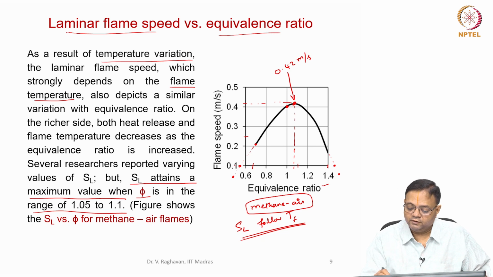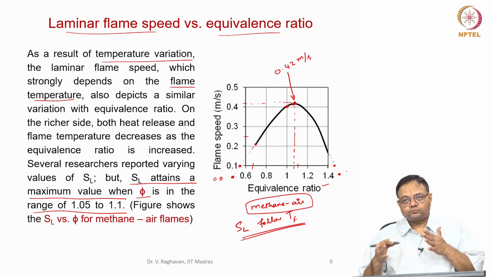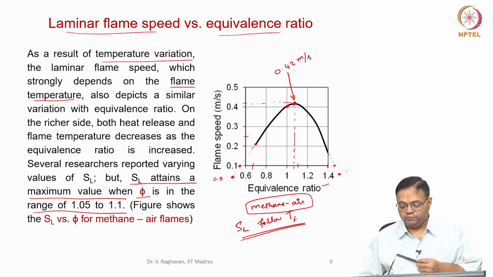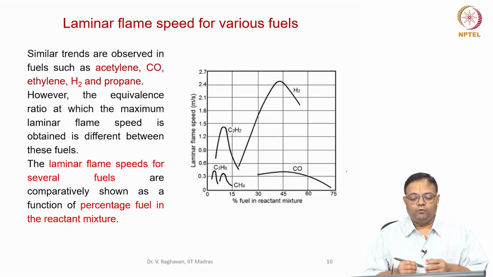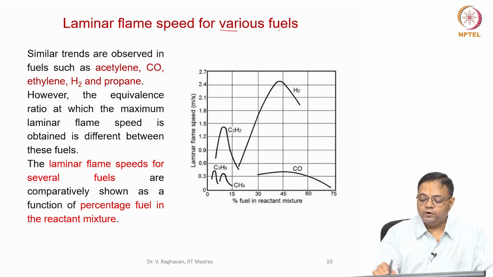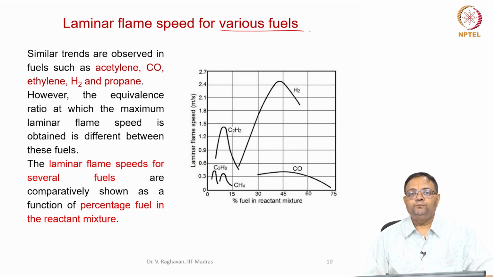So, you understand that when the equivalence ratio is reduced further and further, the flame may not be able to propagate. So, this may be 0 flame velocity. So, that is the lower limit and upper limit of the flammability in terms of equivalence ratio. So, now let us see the effect of fuels on the variation of laminar flame speed.